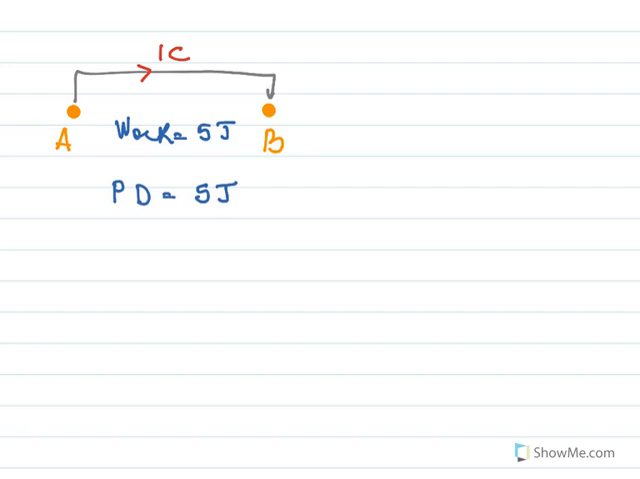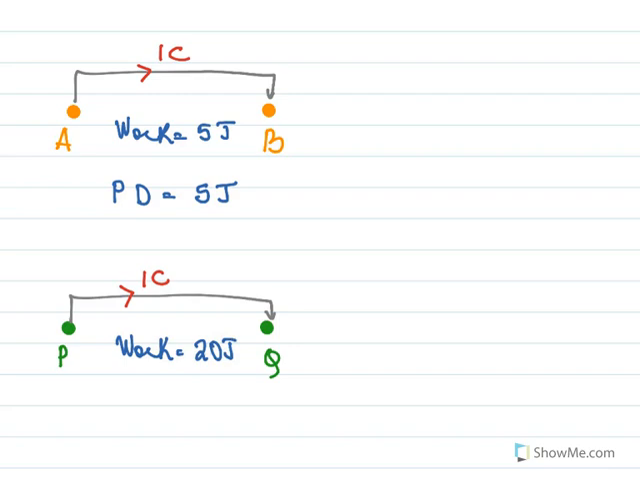To give you another example, suppose I have points P and Q, and again I move 1 coulomb of charge from P to Q, and in doing so I do work of, say, 20 joules. In moving the charge from P to Q, I do work of 20 joules. So the potential difference between P and Q is said to be 20 joules.